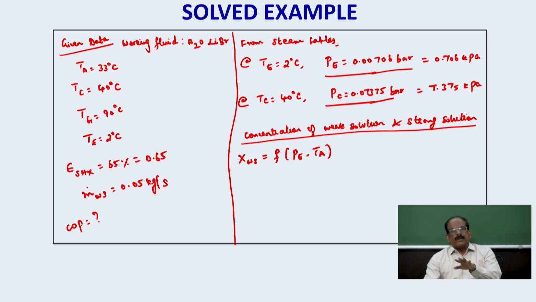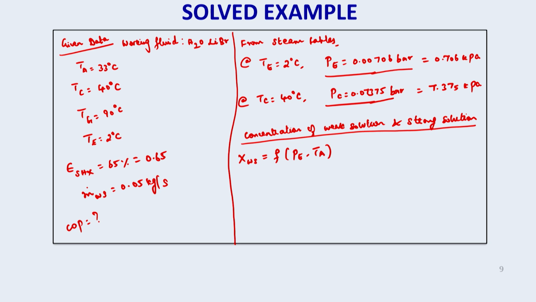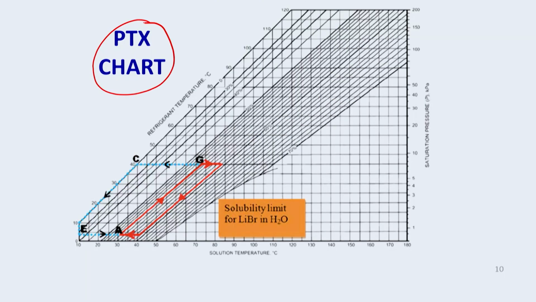Of course, evaporator pressure and absorber pressure will be the same theoretically in ideal condition, and condenser pressure and generator pressure will be the same. So it's a function of evaporator pressure. We know the value of evaporator pressure. We know the absorber temperature is given. So using the PTX chart, let us go to the chart. This is the PTX chart.